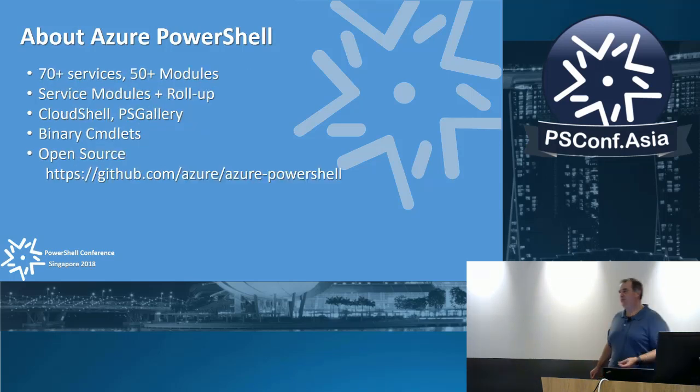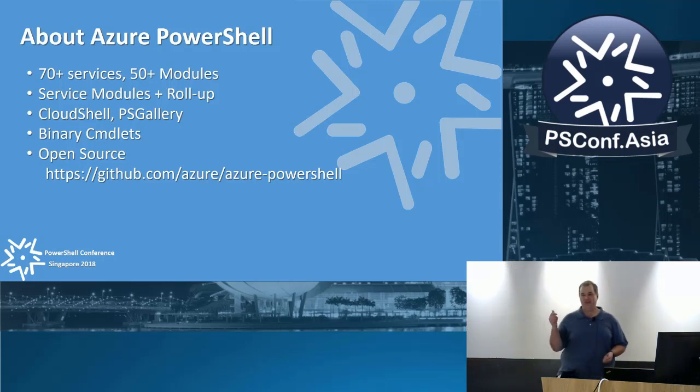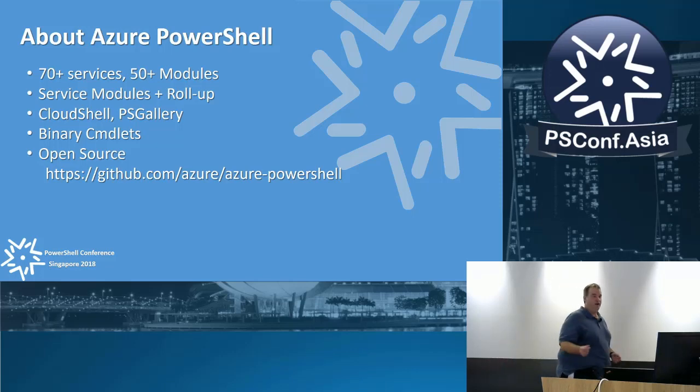So we represent about 70 or so services. It's more than 70, more than 50 modules. We have an architecture such that we have basically one module per service. It's not quite one-to-one. The idea is if you have a script that's only using a few Azure services, you can download a few modules and take up less space. If you want the whole thing, we have a rollup module that will give you everything.